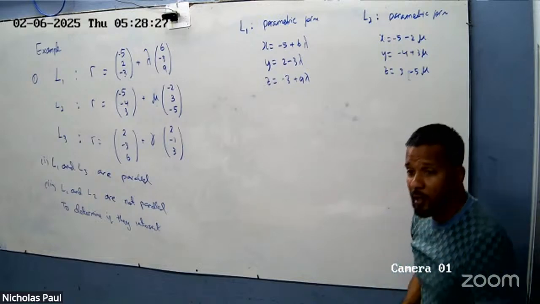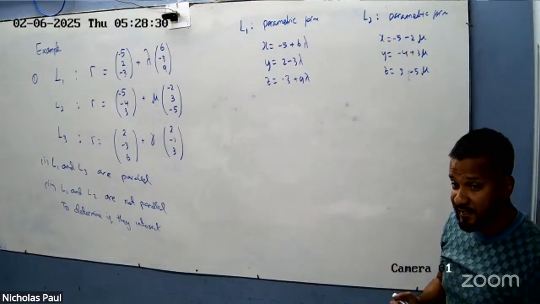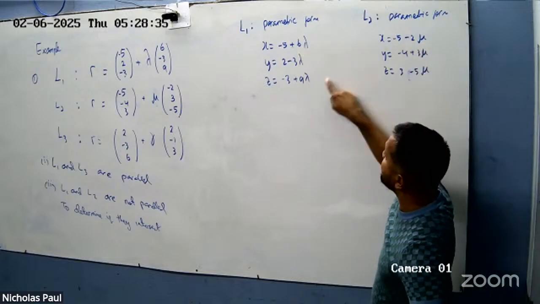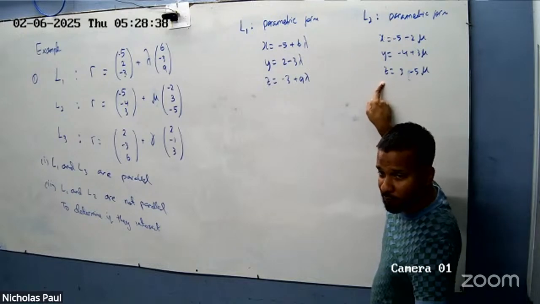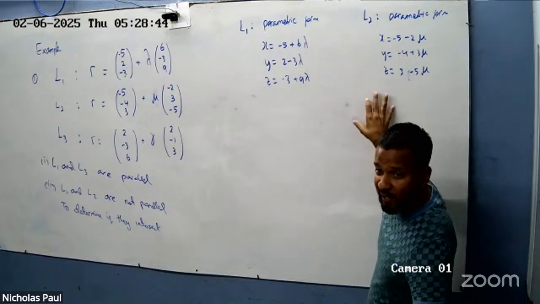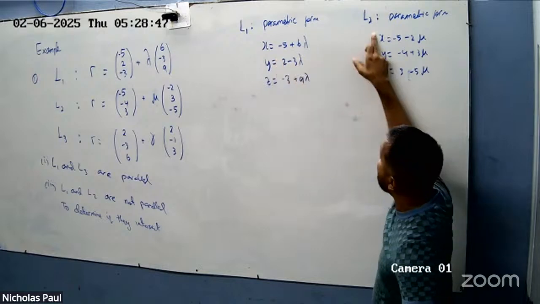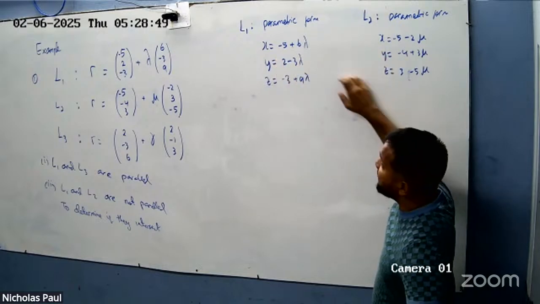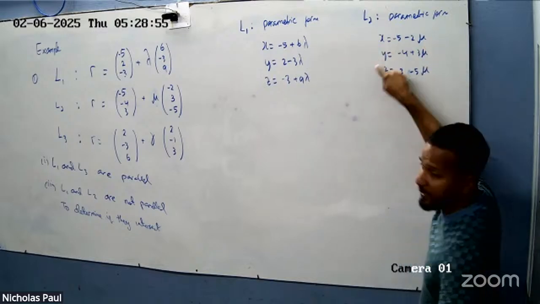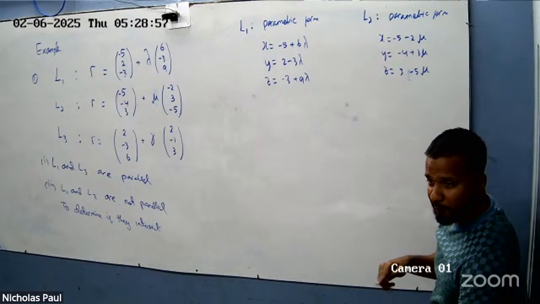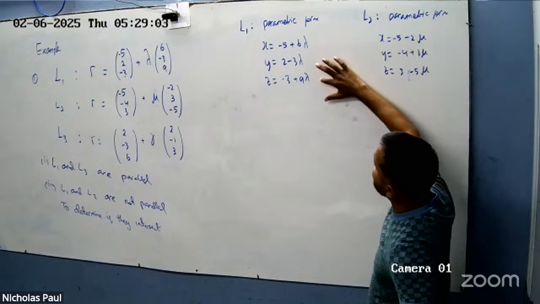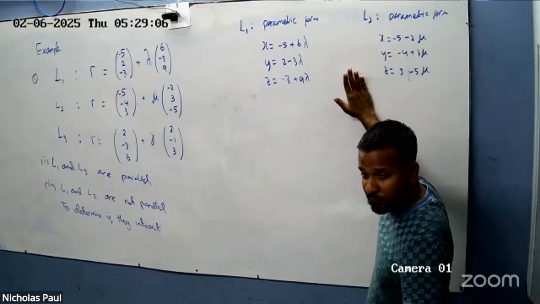Question: how do we know if they intersect? If they intersect, then I could get a value for lambda and mu that will make each of these points equal. If these two lines intersect, then they should have the same x, y, and z value. So I am trying to find values for lambda and mu that will make x, y, and z equal on both sides. That's okay?